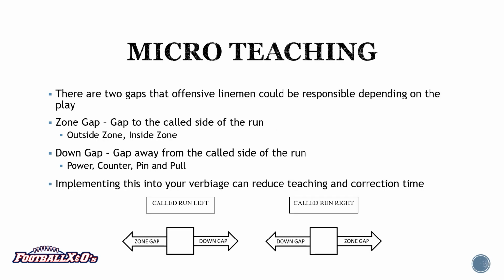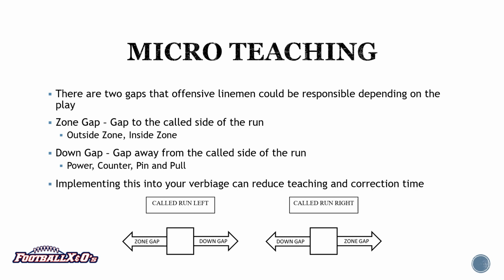So, teaching on a micro level. This is just teaching one offensive lineman the scheme by itself and then piecing it together after that. The way I teach it, and again, you don't have to live by this, there are 2 gaps that an offensive lineman is going to be responsible for depending on the play. The first gap is the zone gap. That's the gap to the call side run. If they're responsible for their zone gap, it's more than likely going to be based on outside zone or inside zone, so they're going to be going to the call side of the run.